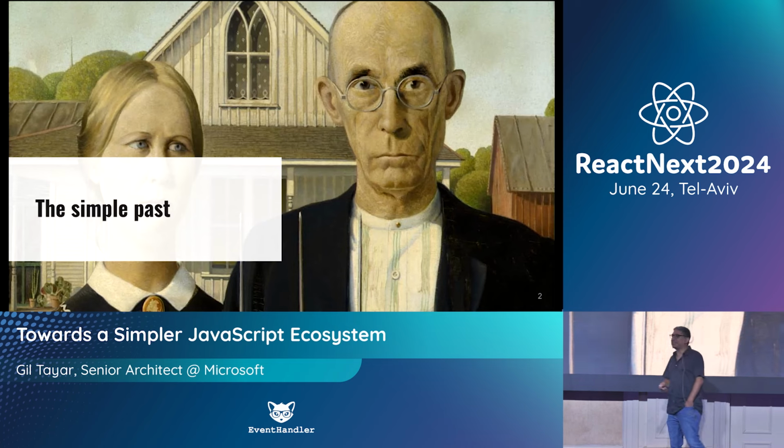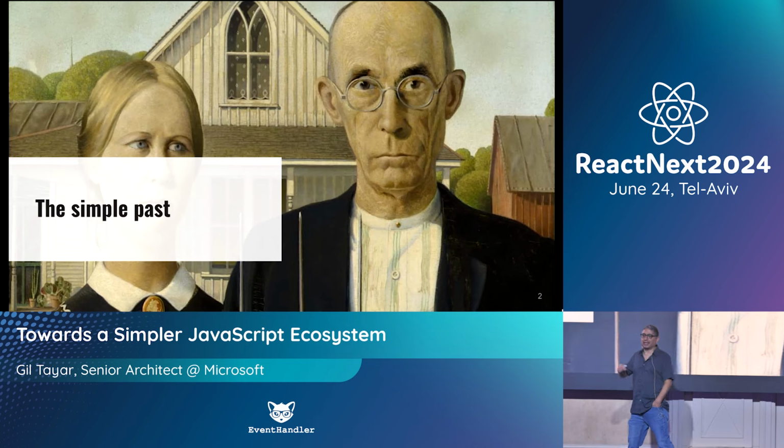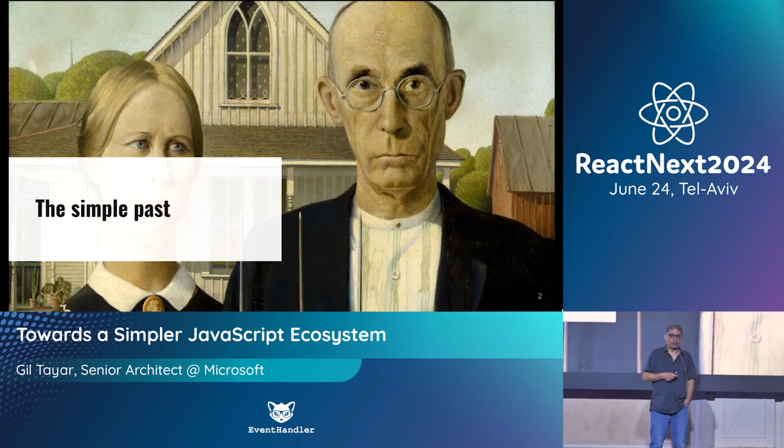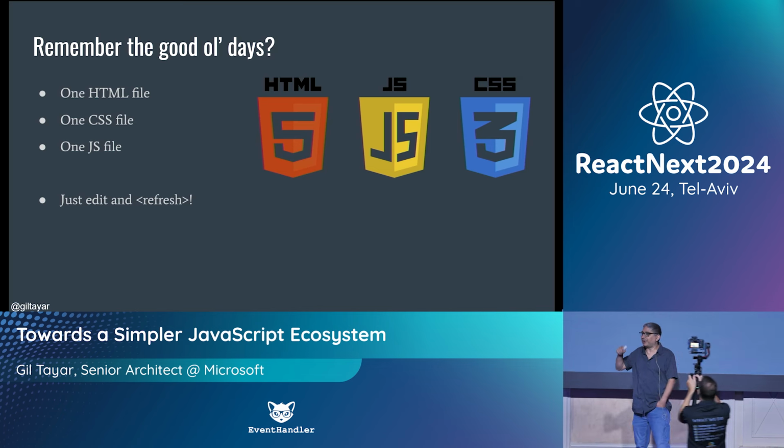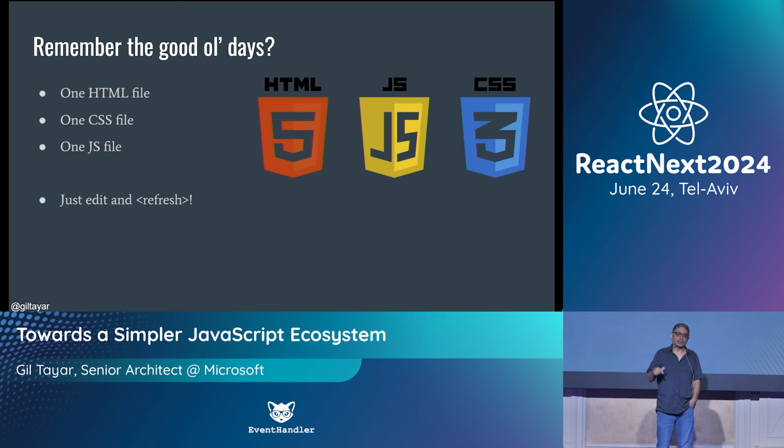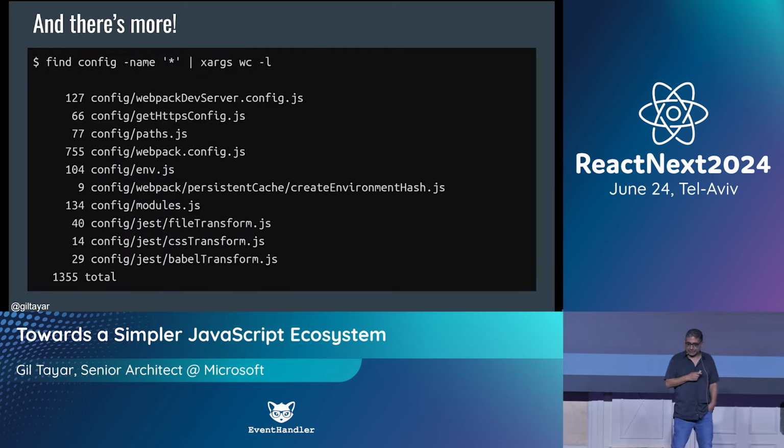Okay, let's talk about the simple past, because back in the days, and I was doing front-end from 1999, it was really simple. You had one HTML file, one JavaScript file. CSS wasn't invented yet, I think. And you just edited the file and pressed F5. I call it F5 tooling. So you edit the file, press F5 or Command R or Control R, and boom, everything works. So yeah, this is the good old days.